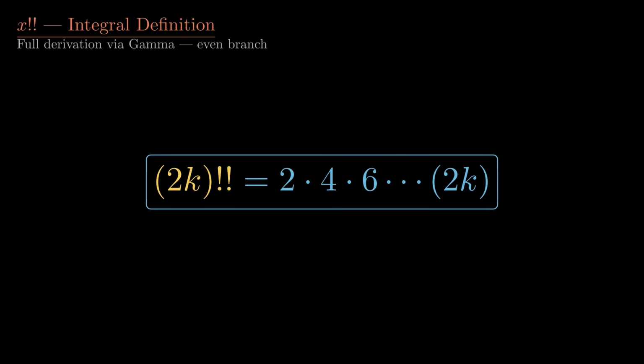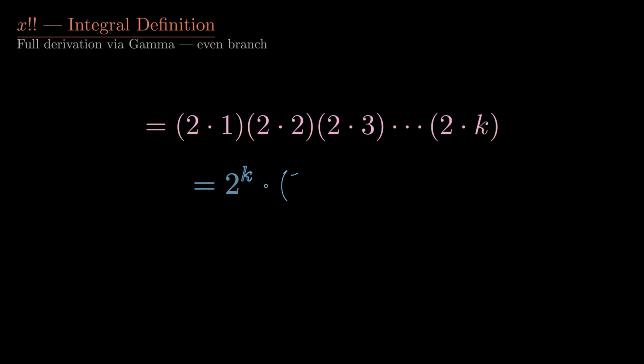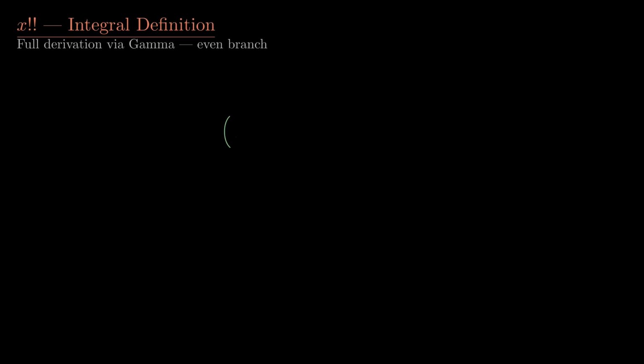Let's look at the product for an even number, denoted as 2k. The double factorial, 2k double factorial, is the product of every even integer from 2 up to 2k. If we pull out a factor of 2 from each of the k terms in this sequence, a beautiful structure emerges. We are left with 2 to the power of k multiplied by the standard product of 1 through k, which is simply k factorial.